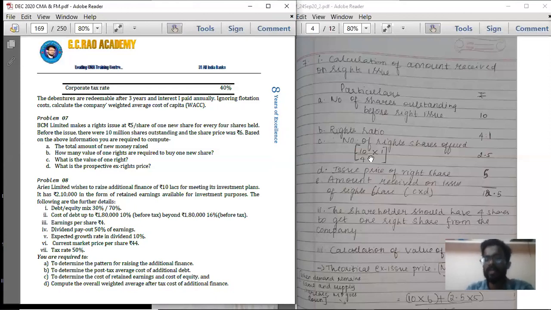Put the heading Problem number 7. Statement number 1: calculation of amount received on right issue. Here they are asking for the total amount of new money raised. That is, by issuing the right issue, how much new amount is raised. How much is the right issue amount you are receiving? Below, make a 2 column table, first column particulars, second column amount.